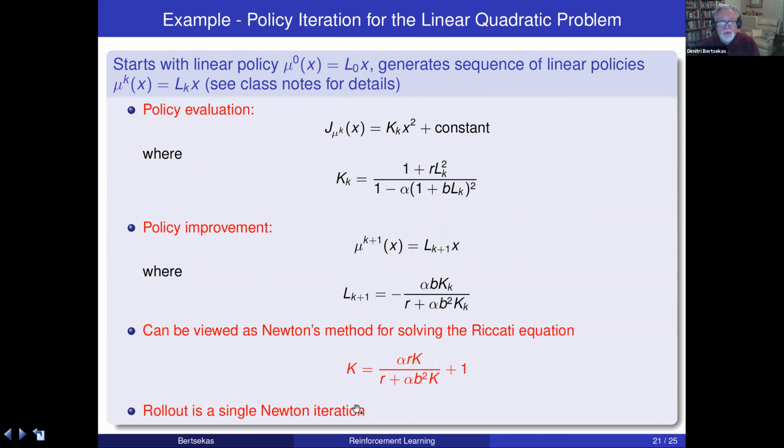Now, the rollout algorithm is a single Newton iteration in its exact form, the very first iteration. So it can give you a very substantial improvement in just one step, in its exact form and also in its approximate form. So these are the formulas for policy iteration for the linear quadratic problem. I'm skipping the details of the calculations, but I want you very much to look into them from your class notes.